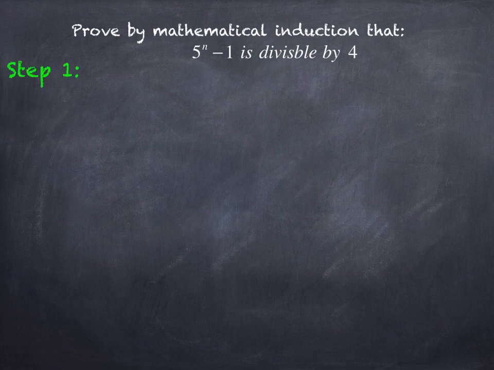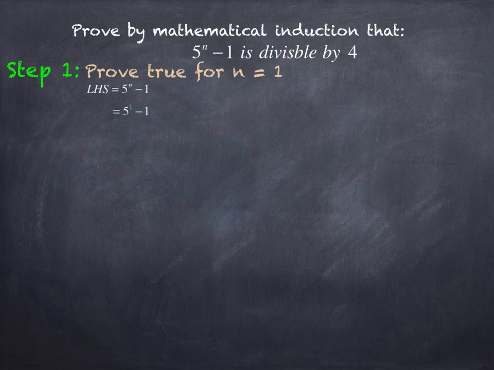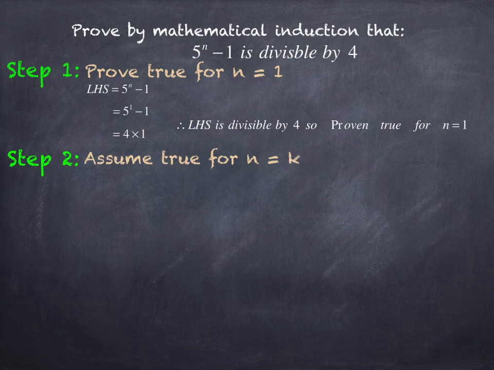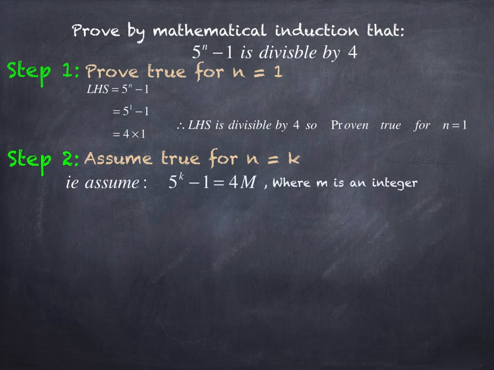So, step 1, we're going to prove true for n equals 1. So the first thing we're going to do, we're going to take the left-hand side and we're going to let n equal 1. Now, as we can see, 4 is obviously divisible by 4. So we've proven that the left-hand side is divisible by 4, and this is true for n equals 1. Step 2, we're going to assume true for n equals k. We take our statement and we have to write it out properly now. So 5 to the k minus 1 is equal to 4 times any other number.